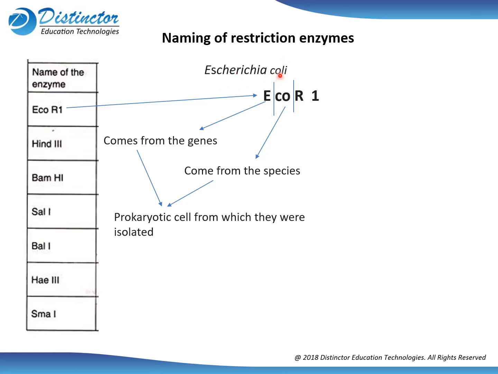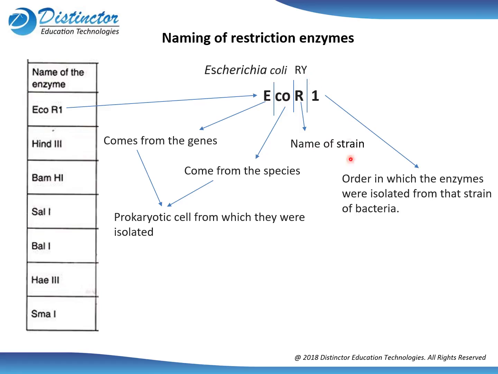Next, R represents the name of the strain, which here is RY13. And then the next one, I, represents the order in which the enzymes were isolated from the strain of the bacteria, that is, in which order this restriction enzyme was isolated. So here it is Escherichia coli RY13 bacteria. From this bacteria we isolate the EcoRI restriction enzyme.